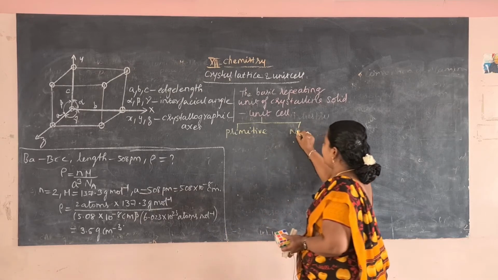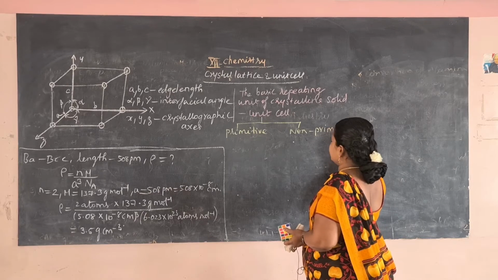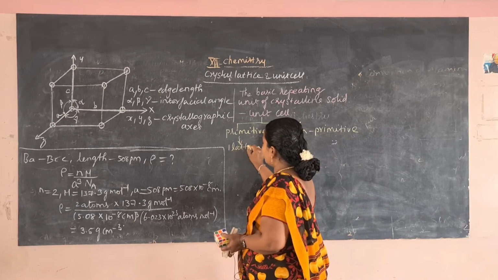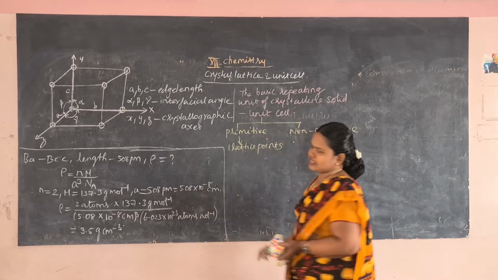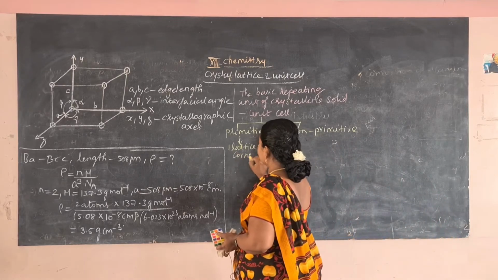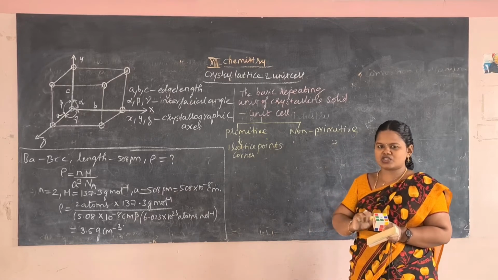Primitive unit cell and non-primitive unit cell. So this primitive unit cell is nothing but it has only one lattice point. Only one lattice point is there. Then it is known as primitive unit cell, and the atoms are shared at the corner. This is the corner. So we have 8 corners in this cube.